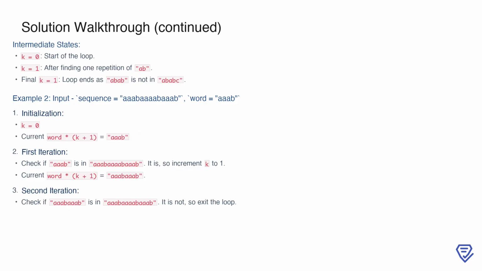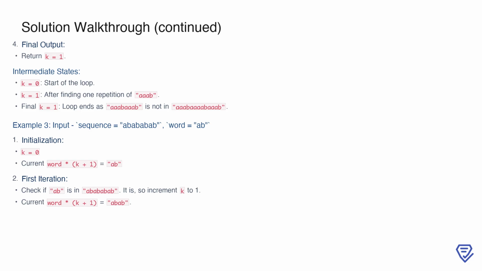The next repetition is ABABAB, calculated as word asterisk, k plus 1. However, ABABAB is not found in the sequence, so we exit the loop. The output for this example is also k equals 1. To summarize the intermediate states for this second example, we start with k equal to 0. After finding one repetition of AB in the sequence, k is incremented to 1. The loop then ends when ABABAB is not found, leaving the final value of k at 1.